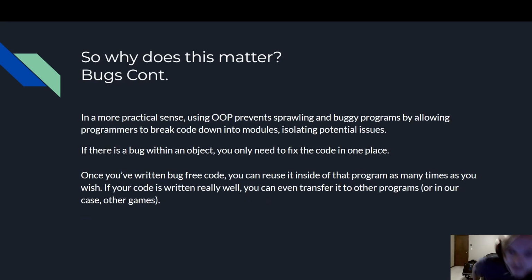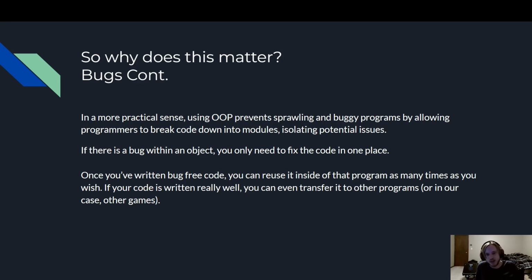So, bugs continued. In a more practical sense, using object-oriented programming prevents sprawling and buggy programs by allowing programmers to break down code into modules, isolating potential issues. So if you have an object and you reuse it a ton of different times, you're not going to end up rewriting that object so many different ways and bugging it out because you have 30 different versions of something that should really just be somewhere one time.